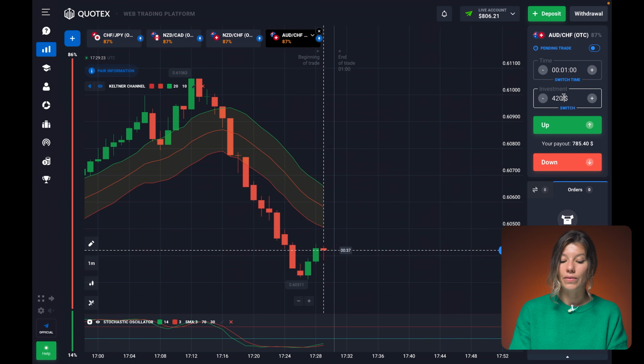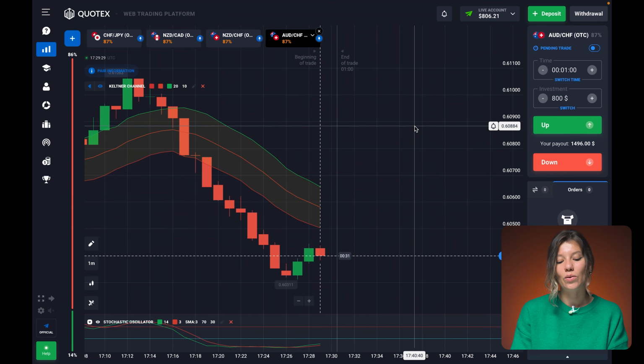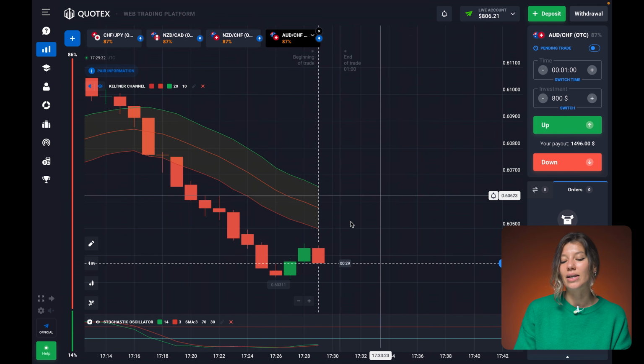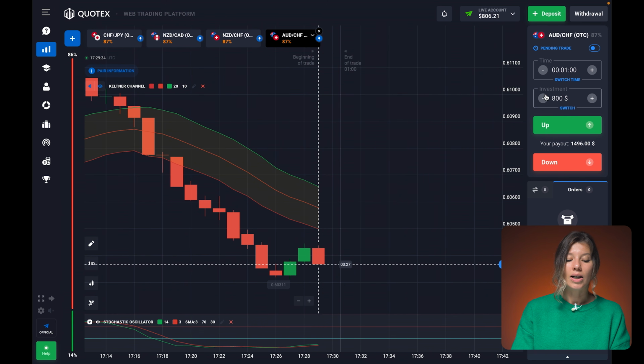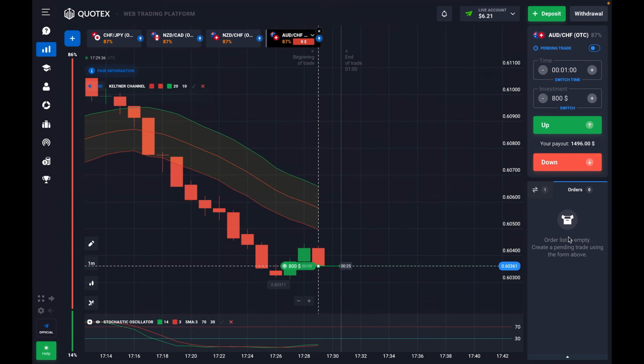Let's put in the investment all $800. Yes, I think I'm a risky woman, and in this case I will be working with this newborn candle, friends. So let's try the call option right now.